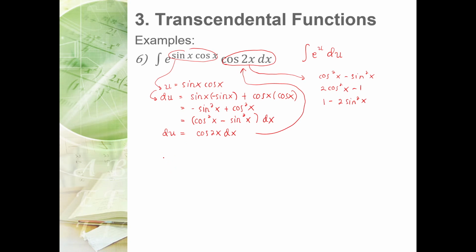Okay, so we have the integral of e to the power of u du. Notice again that every term in the equation is being replaced. Of course, e is e. So the answer is e to the power of u plus c. So the final answer is e raised to sine x cosine x plus c.